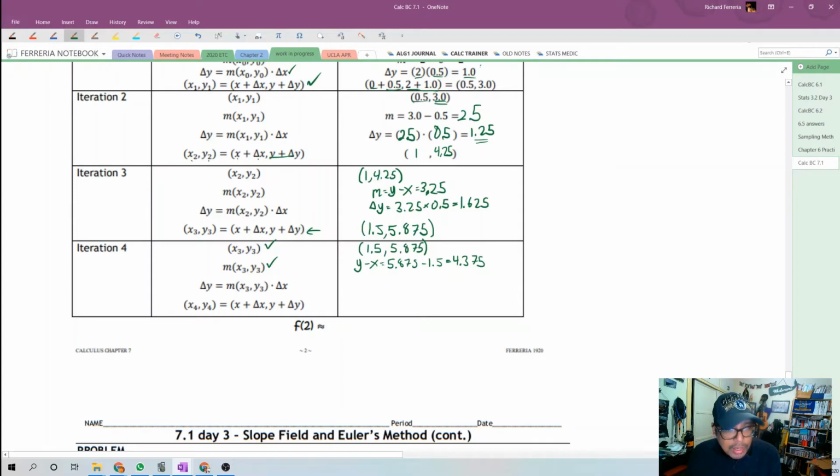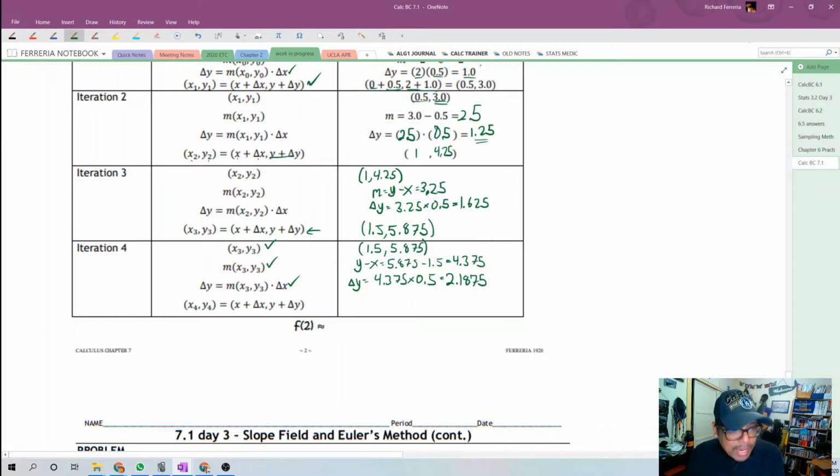Great. Next, we're going to find delta y. Delta y is m times delta x. m was 4.375 multiplied by delta x, which was 0.5, and that gives us 2.1875. Okay, again, this is a place for your calculator.